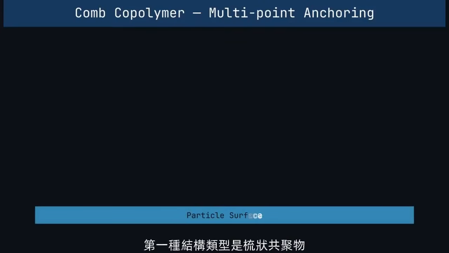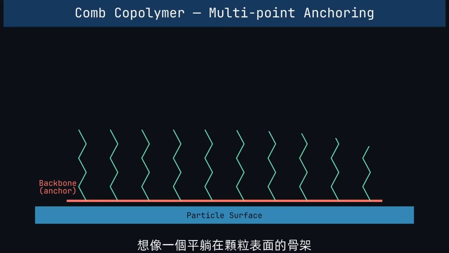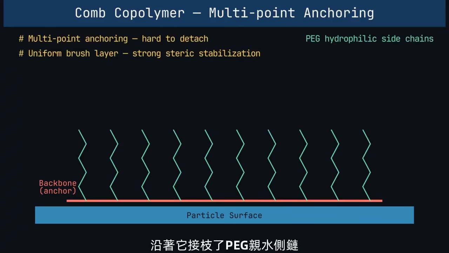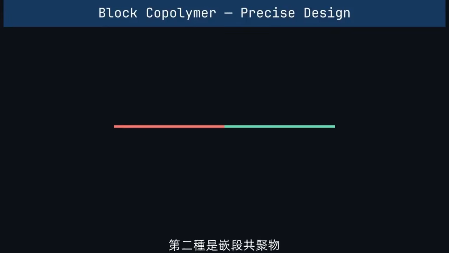The first structural type is the comb copolymer. Picture a backbone lying flat on the particle surface, with rows of PEG hydrophilic side chains grafted along it. Like a molecular brush. The multiple attachment points make it extremely hard to detach, and the uniform brush layer provides strong steric stabilization.